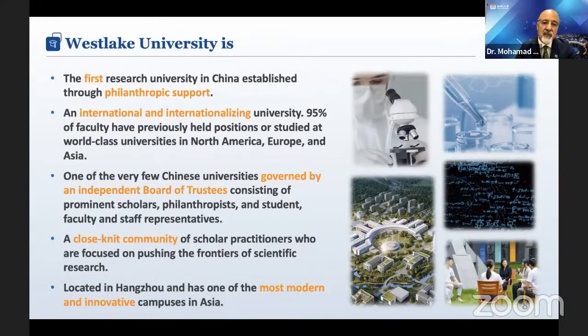So actually, Westlake University is the first university in China established through what we call philanthropic support. That means supporters, donors mainly, and people who are really willing to promote science. This is, in short, an internationalizing university. The majority of faculty have experience from everywhere on the planet. Majority means 95%, as you can see from the number here.